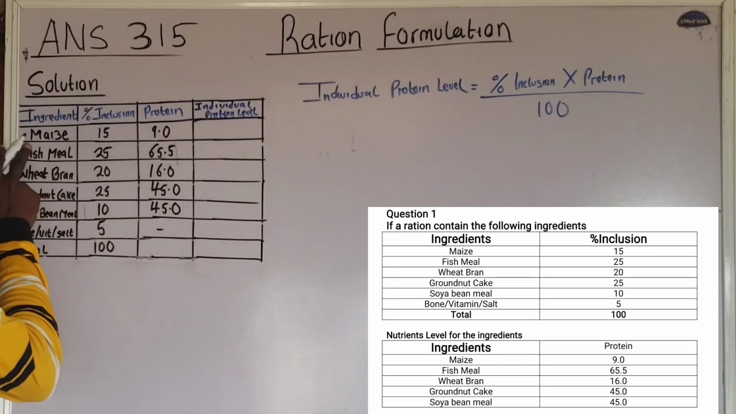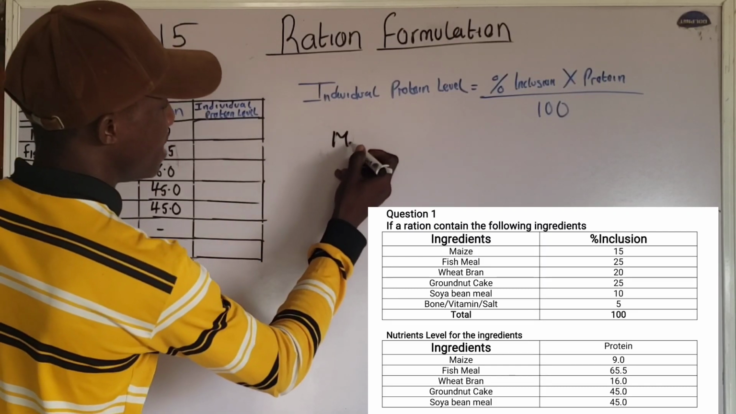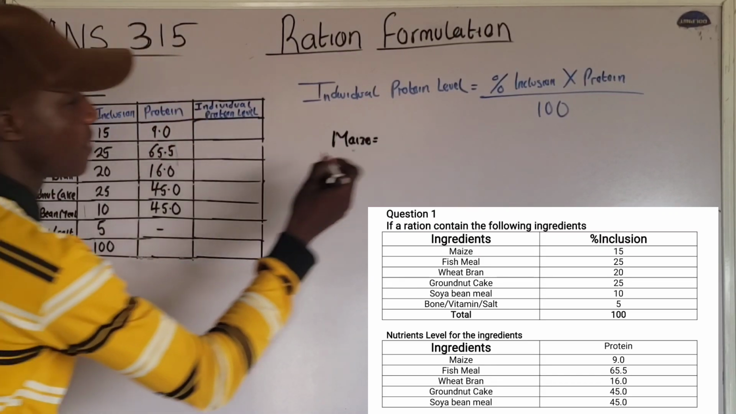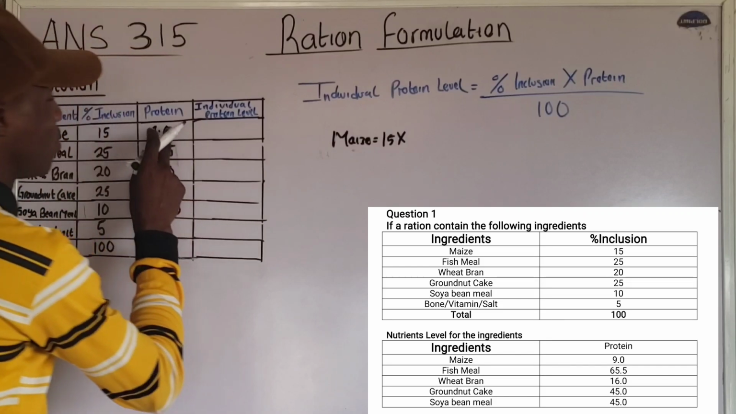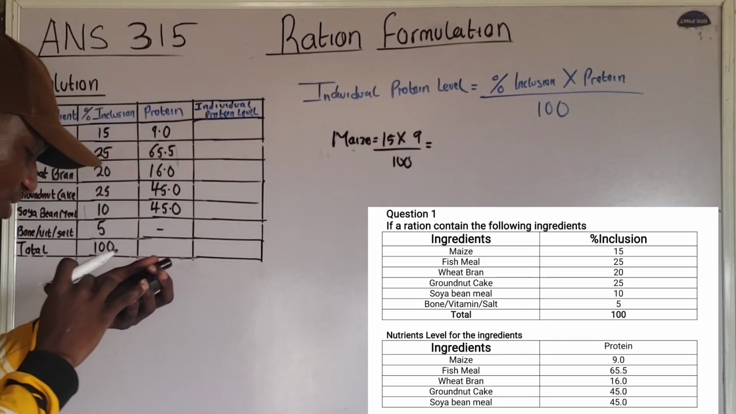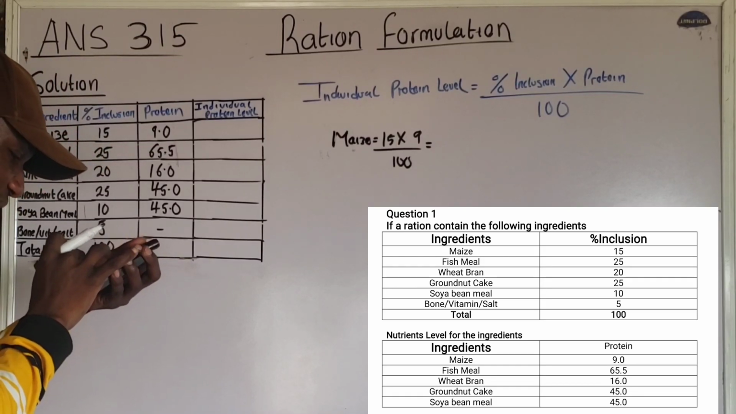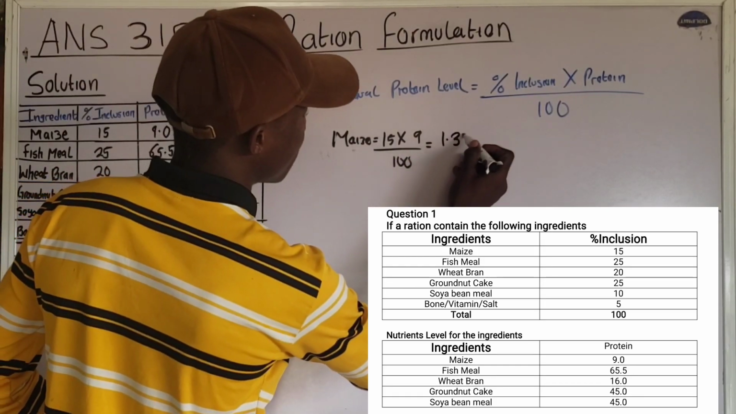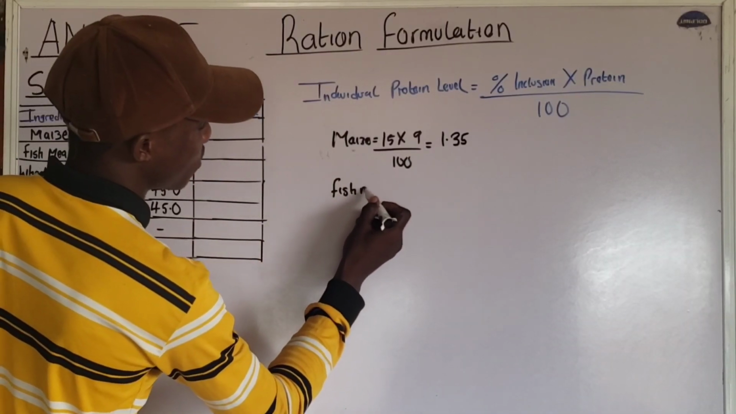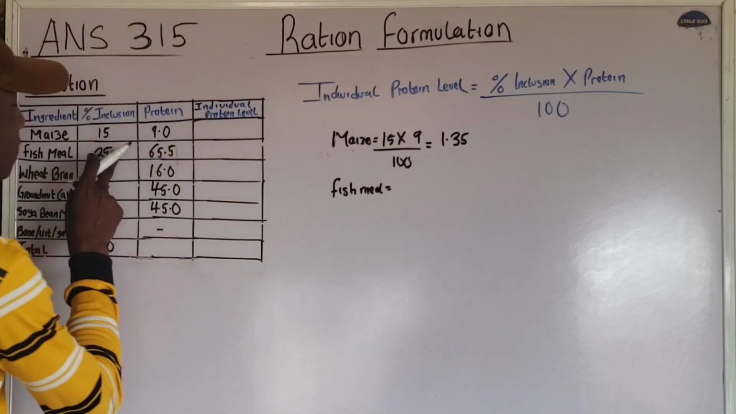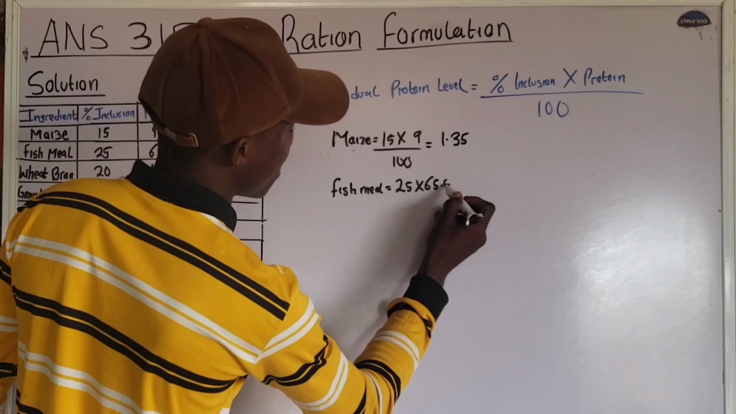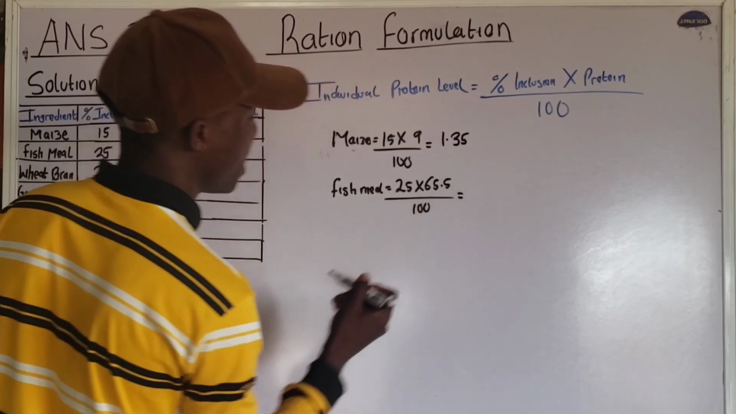The individual protein level of maize will be equal to the percentage inclusion of maize, which is 15. I'm going to have 15 multiplied by 9 all over 100. That will be 15 multiplied by 9 divided by 100. That is 1.35. So I'm going to have 1.35. Okay, let's proceed to the fish meal. I'm going to have 25 multiplied by 65.5, 25 multiplied by 65.5 all over 100.